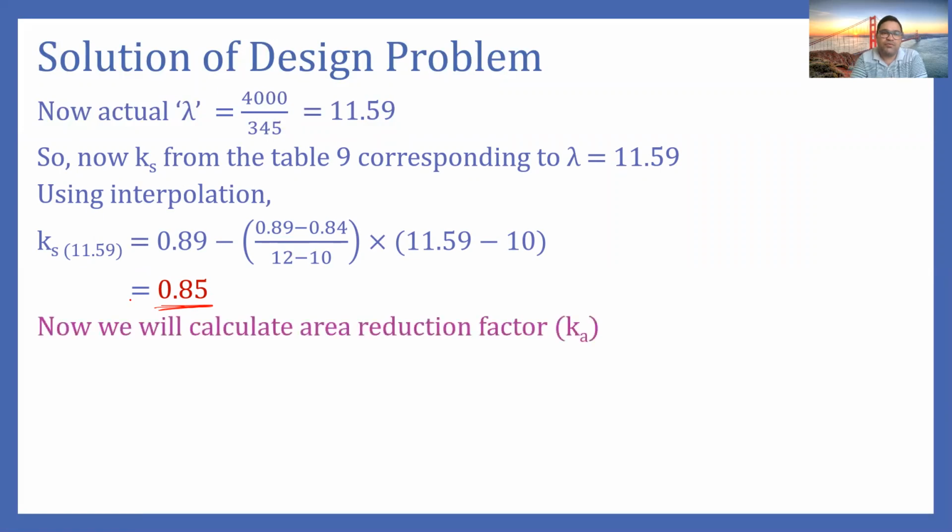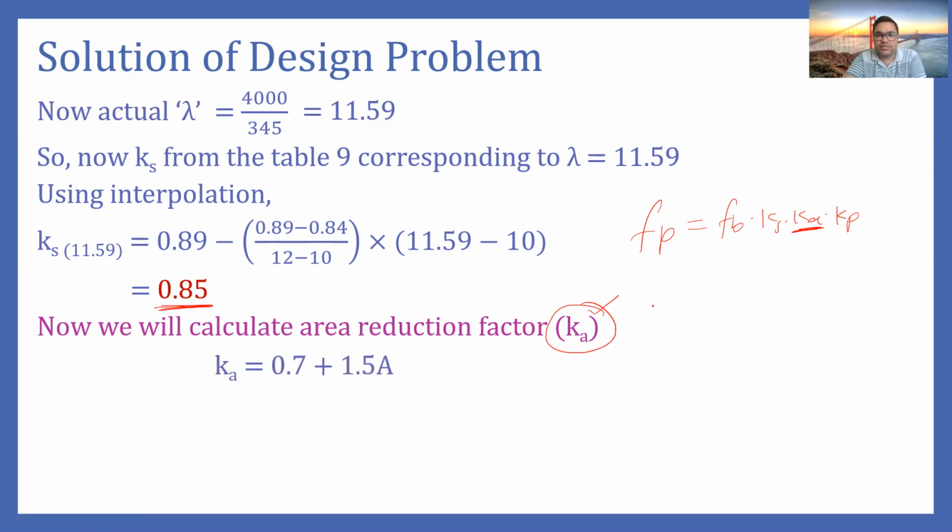Now we will try to find another factor, which is Ka. You can see we are actually calculating Fp, and Fp is dependent on Fb, Ks, Ka, and Kp. Ka is dependent on the area of cross section. But right now we don't know the area of cross section. We know only one dimension of the column, but we don't know the other dimension. So it is very difficult to find the Ka value right now.